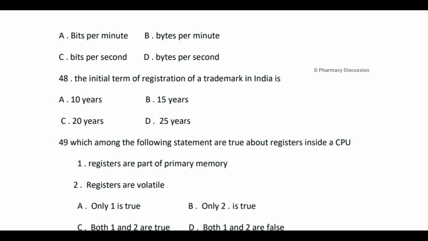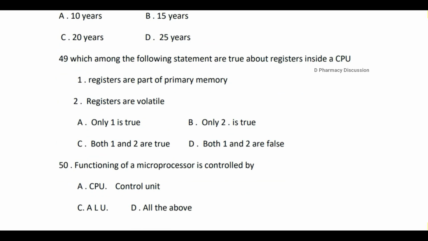Question number 49. Which among the following statements are true about registers inside a CPU? First one. Registers are part of primary memory. Second. Registers are volatile. Then the options are A only 1 is true, B only 2 is true, C both 1 and 2 are true, then option D both 1 and 2 are false. Correct answer is option C, that is both 1 and 2 are true.